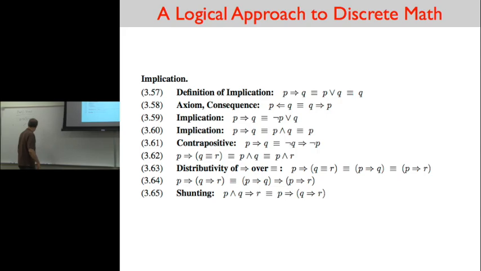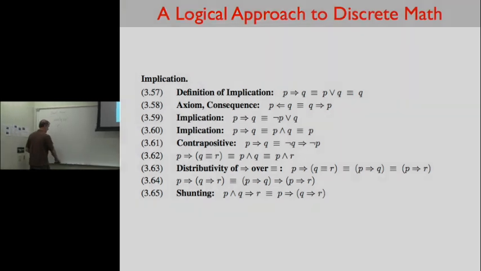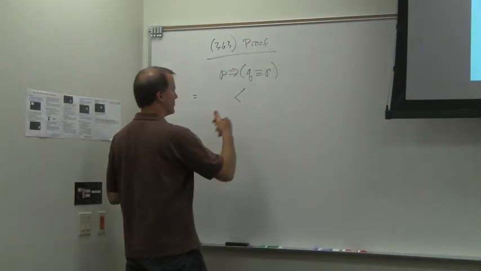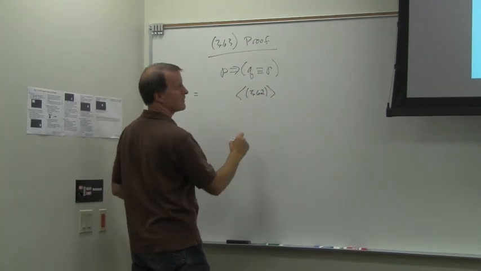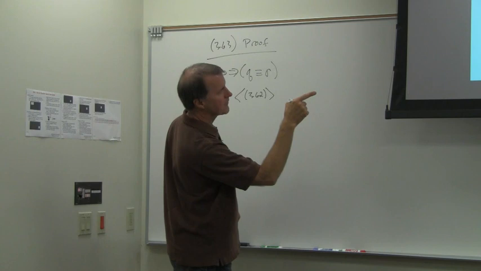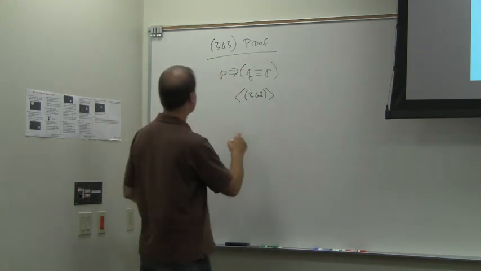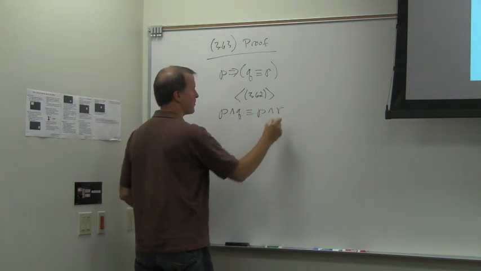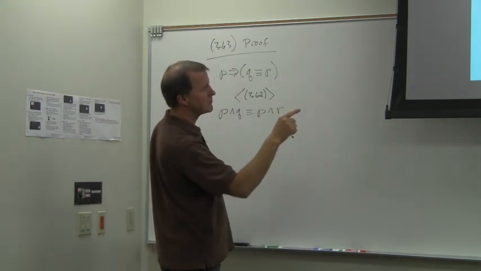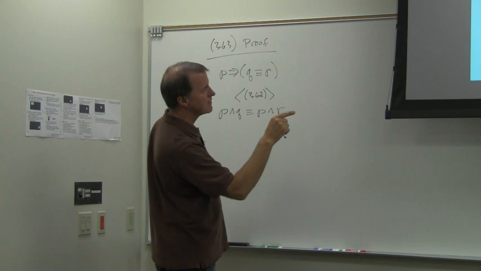Wait, say that again? Yeah, how did you say? You use 3.62, and that will make it P and Q equals P and R, P and Q equals P and R, but we're trying to get this to P implies Q 3.60.